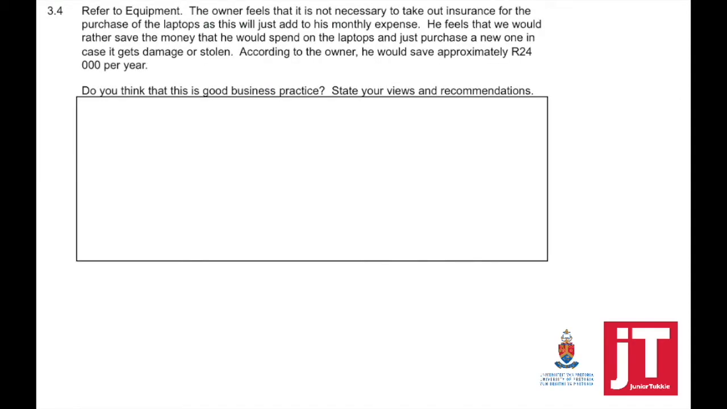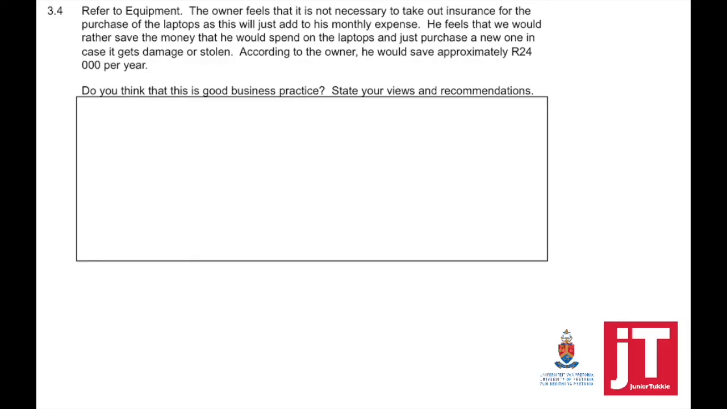Looking at our last question, refer to equipment. The owner feels that it's not necessary to take out insurance for the purchase of the laptops, as this will just add to his monthly expenses. He feels that he would rather save the money that he would spend on the laptops and just purchase a new one in case it gets damaged or stolen. According to the owner, he would save approximately 24,000 per year. Do you think that this is a good business practice? State your views and recommendations.